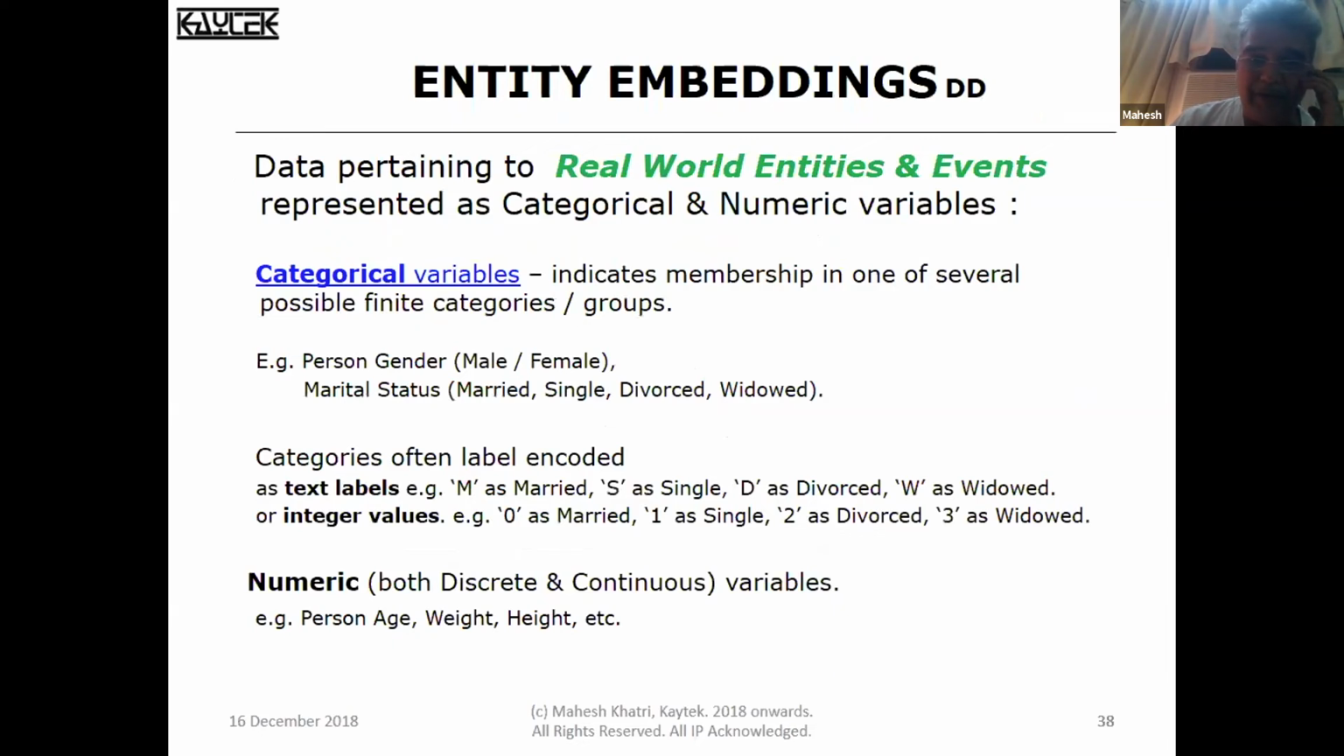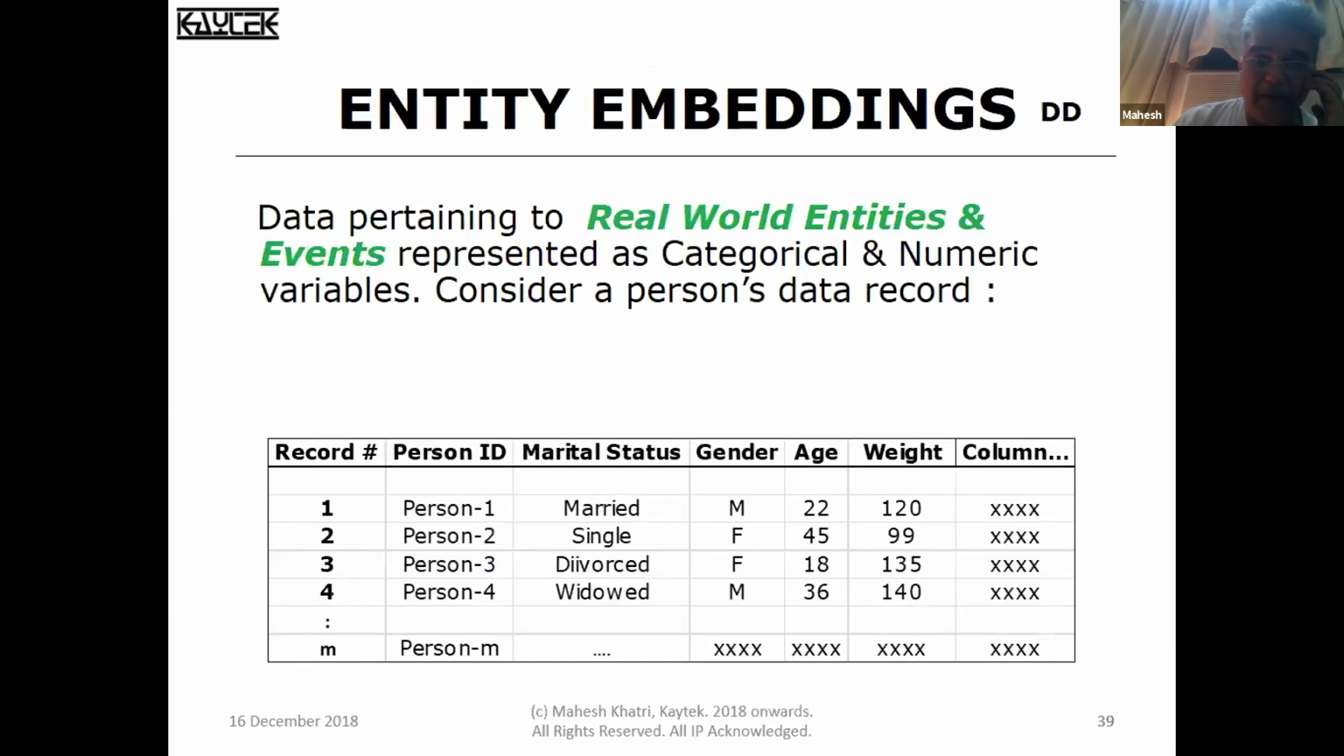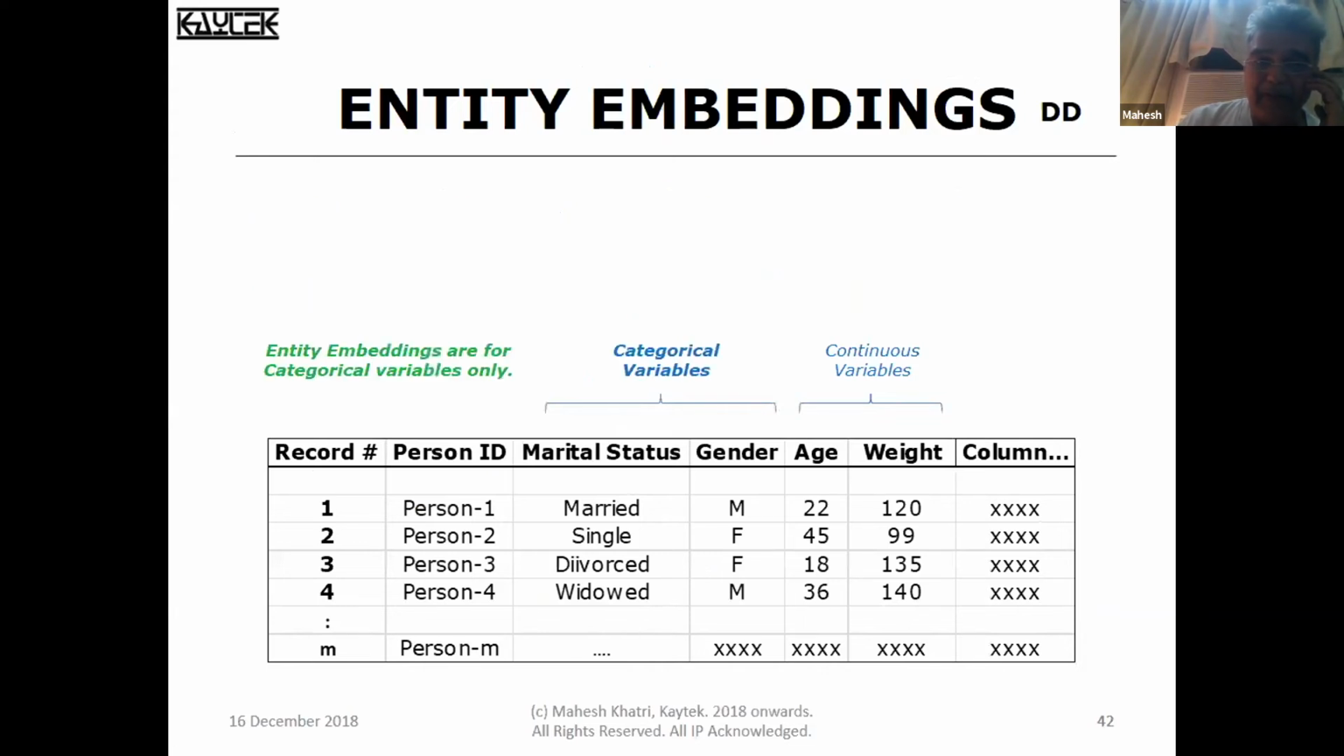Now, categorical variables are essentially those which indicate membership. For instance, a person's gender, male, female, marital status, married, single, divorced, citizenship type. And numeric would be things for which we have numeric values in the data. So I've taken a simple example in this presentation where I just look at a person's record consisting of these columns. Here marital status and gender are the categorical variables, age and weight are the numerical variables, and the entity embeddings are really for the categorical variables only.